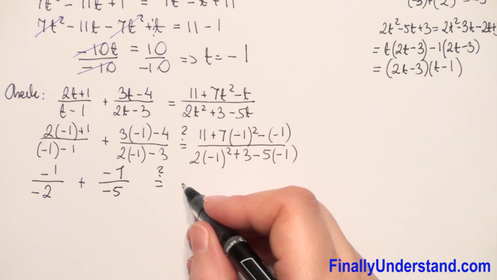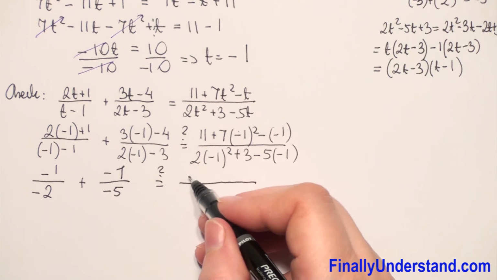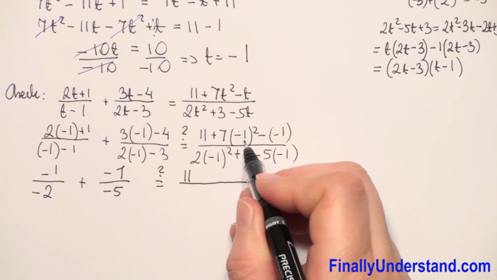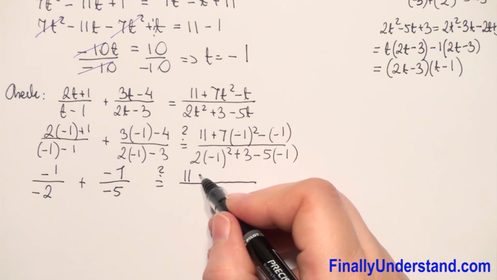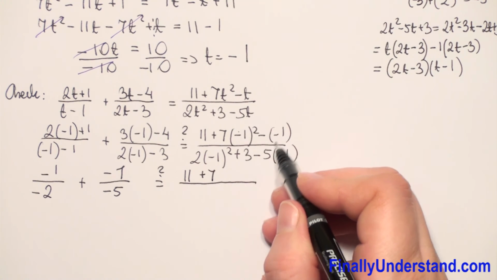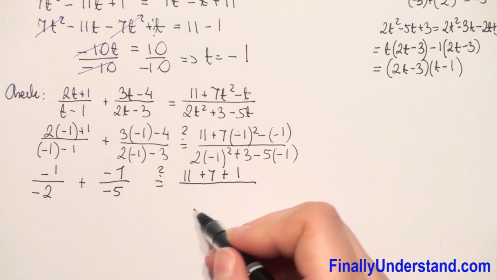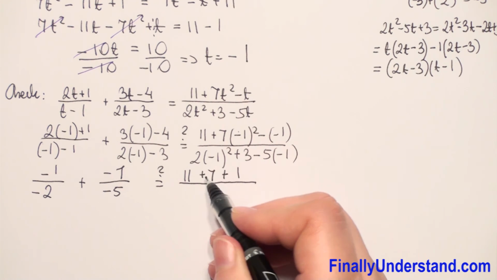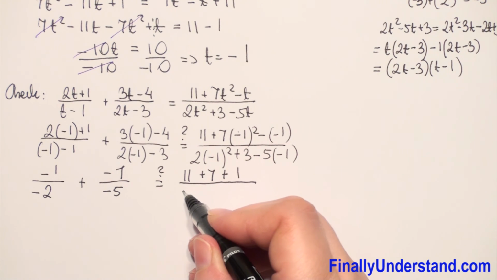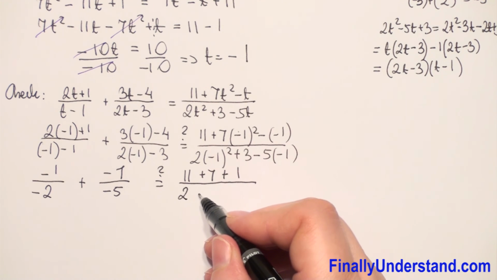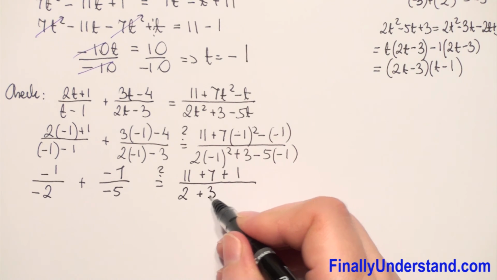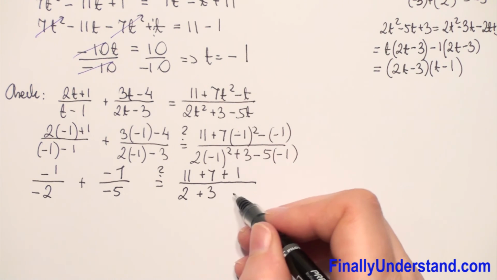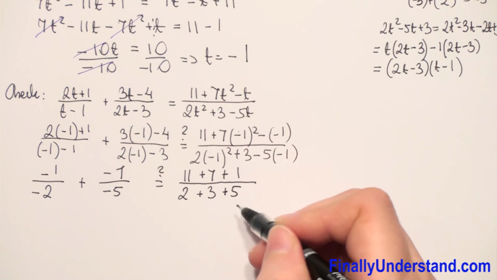This should be equal to, and we have 11, and we have negative 1 to the second power, so this is 1, so it will be plus 7. Negative and negative give me positive 1, over 2 times negative 1 to the second power, so it will be 1 times 2 is 2, and we have plus 3. Negative 5 times negative 1, so this is equal to positive 5.